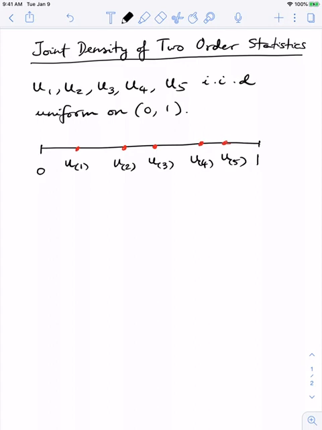And the elements of that sorted list are called the order statistics. So U(k) is called the kth order statistic, as you read, and it is the kth smallest of the lot.